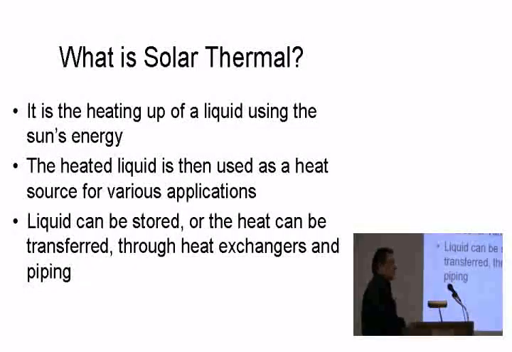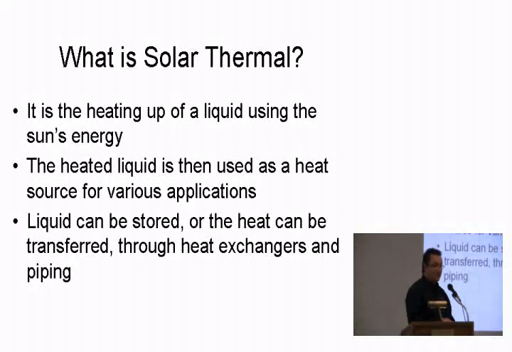Okay. So the first part, what is solar thermal? Okay, so as Shane said, solar thermal is basically the heating up of a liquid as opposed to photovoltaics, which is the generation of electricity. The heated liquid is then used for various applications. You can store the heat, with piping, you can transfer it to different locations. It's very mobile once it's in that liquid state. Next slide.